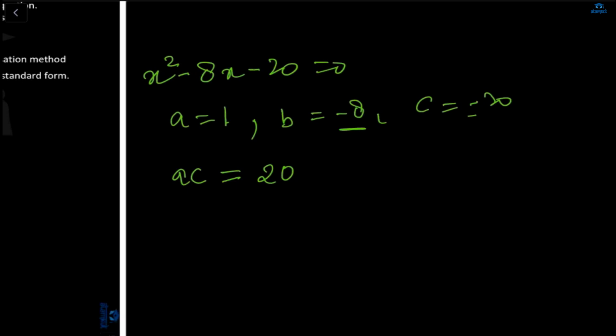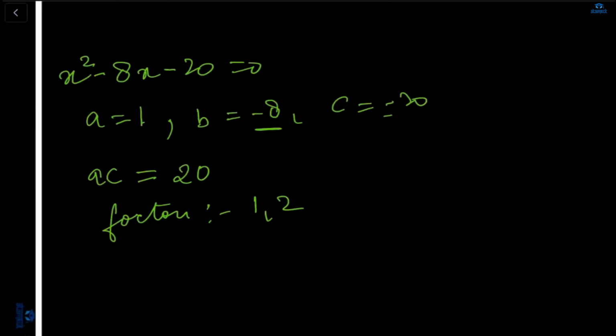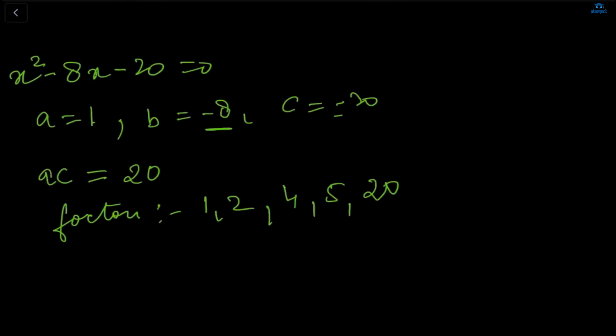Now factors of 20. Factors of 20 are 1, 2, 4, 5, and 20. No other factor? Yeah, 10 is also a factor. Now 8, how can you get 8? 5 and 4 are 8... No, sorry, not 8. You have to see 20. You have to get a subtraction of 8 now, because here the sign is minus.